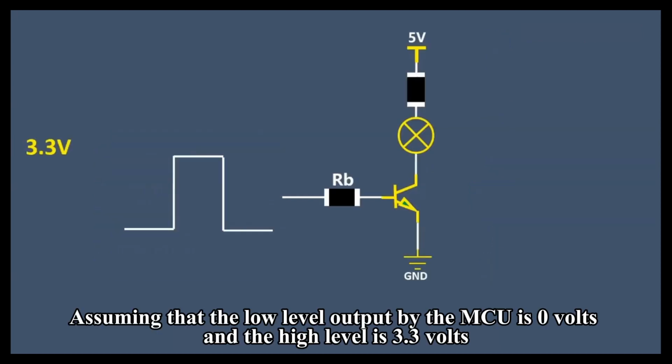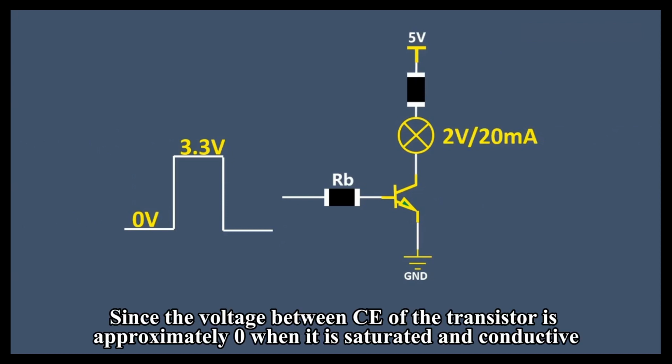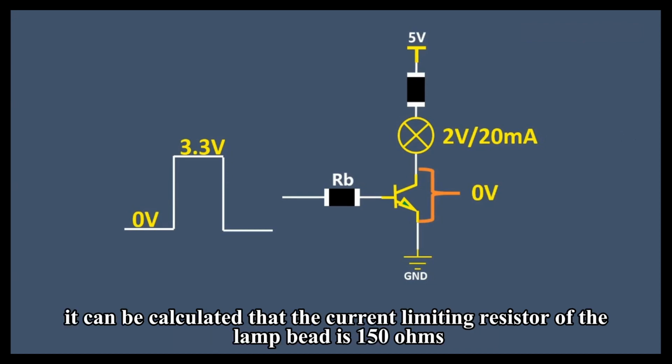Assuming that the low level output by the MCU is 0 volts and the high level is 3.3 volts, the conduction voltage drop of the lamp bead is 2 volts and its rated operating current is 20 milliamperes. Since the voltage between CE of the transistor is approximately 0 when it is saturated and conductive, it can be calculated that the current limiting resistor of the lamp bead is 150 ohms.